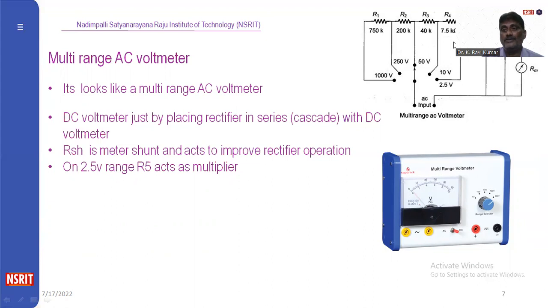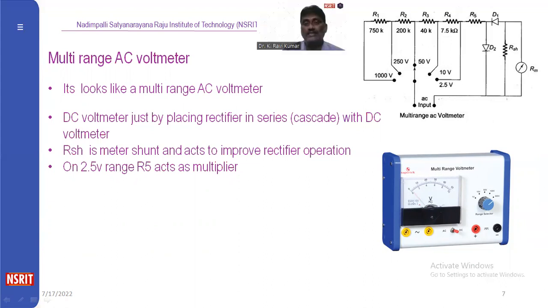Like previously we have discussed the multi-range DC voltmeter, right? In the multi-range DC voltmeter, we are not using any diodes. In the case of the multi-range AC meter, we are using a diode as a rectifying circuit. This RSH and RM will be acting like a voltmeter. Right. Here we have different ranges. This is the AC input signal.